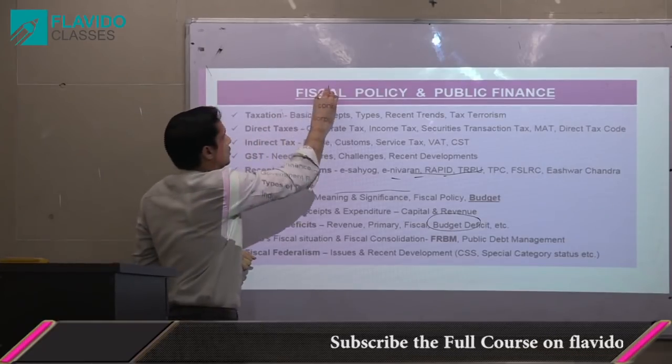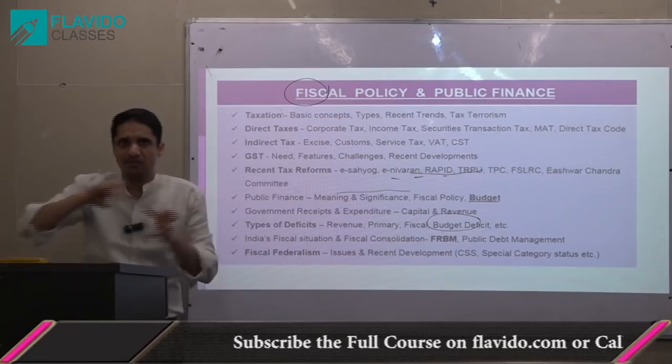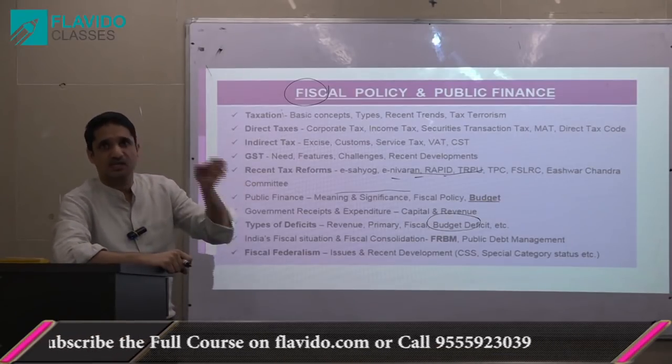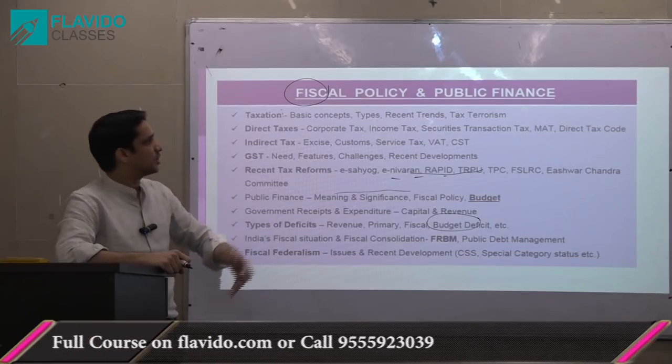FISC means Consolidated Fund of India. It means all the components related to the FISC. For example, we have taxation. So the basics of taxation. What is direct tax? What is indirect tax? Within the direct tax, which all type of tax we have?